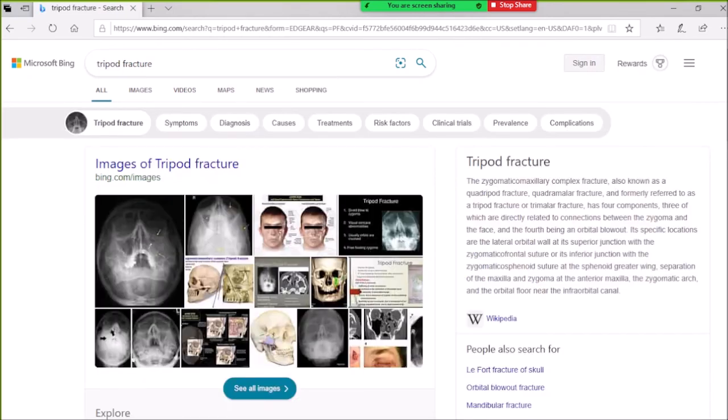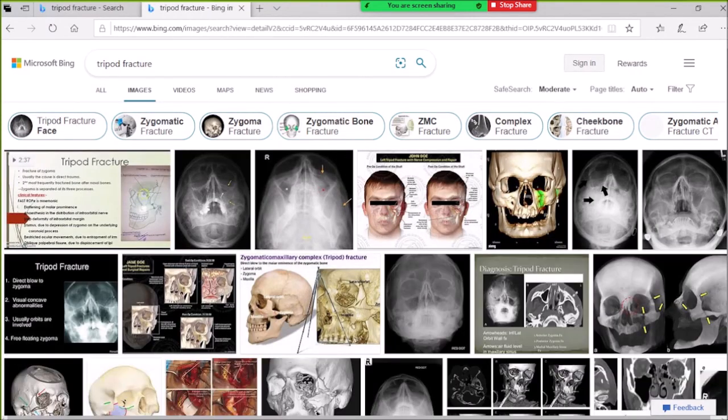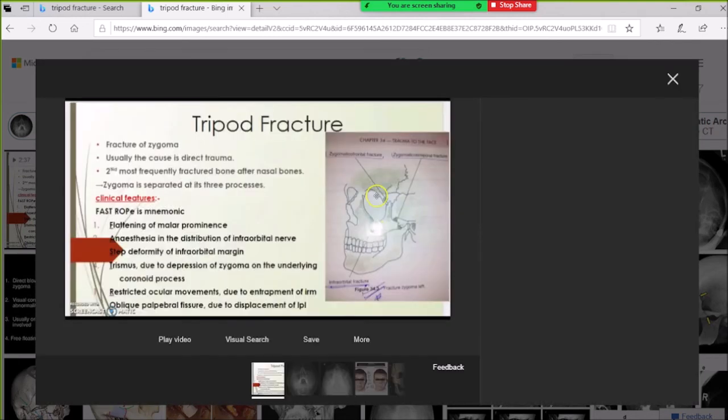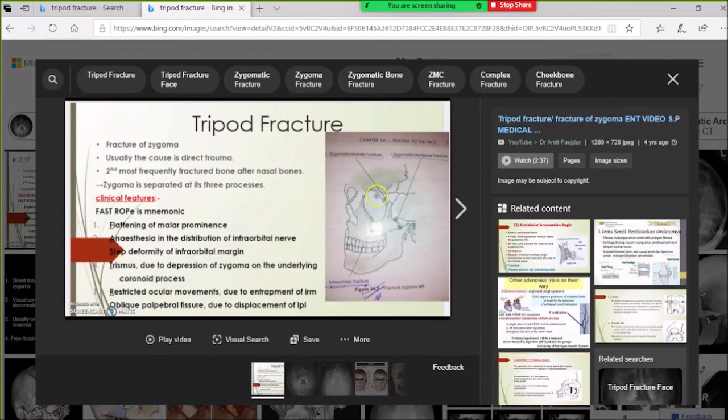Tripod fracture is also called a complex pyramidal fracture. The zygomatic complex fracture is also known as quadripod or tripod fracture. Zygomaticomaxillary complex fracture. It is a fracture in which the zygomatic and maxillary bones are involved, and frontal bones.